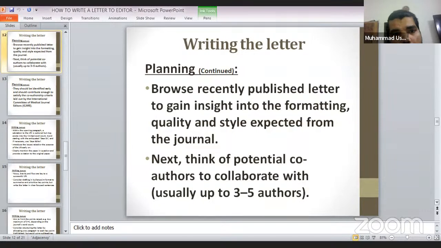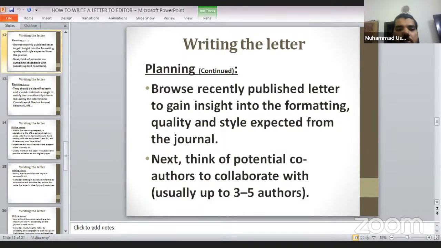Another important tip is that if you're writing a letter to a particular journal, you should browse the recently published letters. It can give you an insight about the format and the style, how you're going to formulate and format your letter. It can give you an idea of what standard is being accepted by that particular journal, and then you can draft out your letter to the editor.